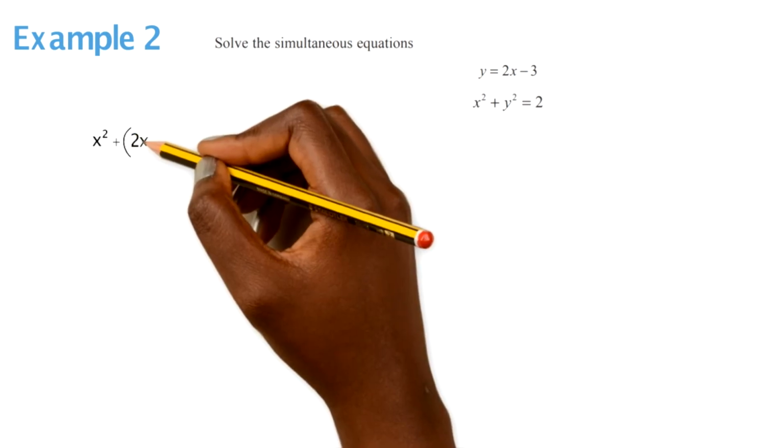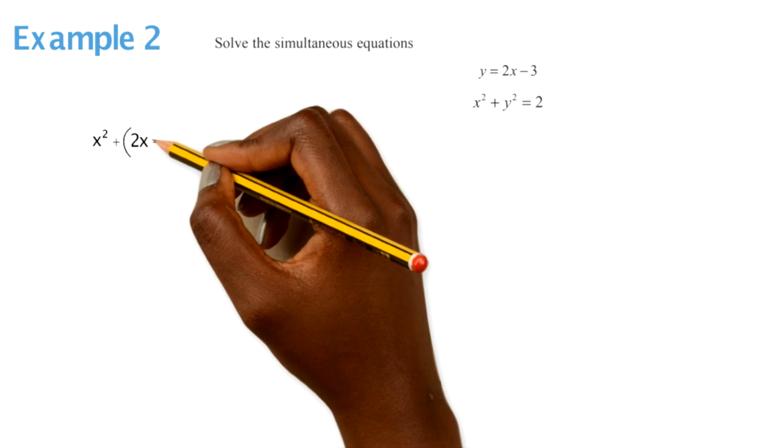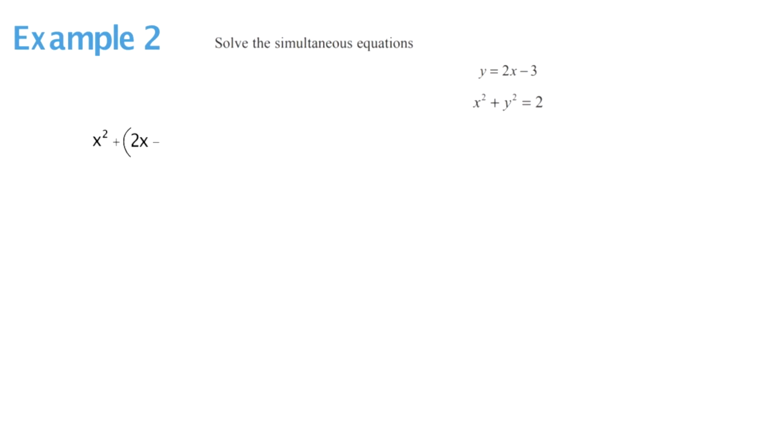Example 2. So again, same thing where we've got a quadratic and linear equation. So this time for our linear equation, y is the subject. So we're going to substitute y in the quadratic equation. So it's going to be x squared plus 2x minus 3 squared is equal to 2.